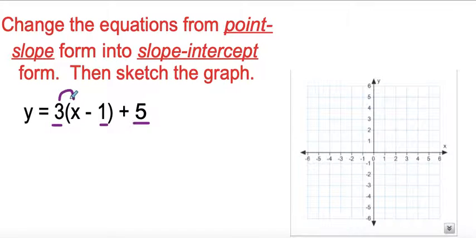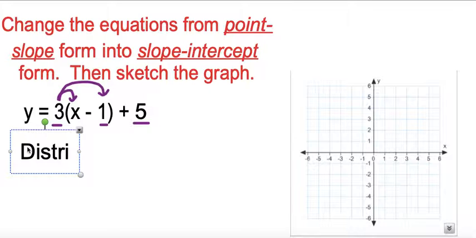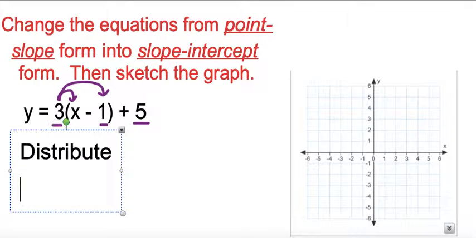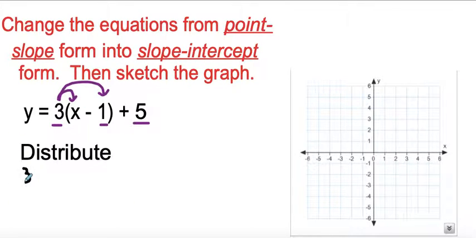So step 1, you know that when we have parentheses, we're going to use this distributive property, right? So our first step here is going to be to distribute. So we have 3x minus 3, so we have a 3 times a negative 1, plus 5, and that's all y equals, right?